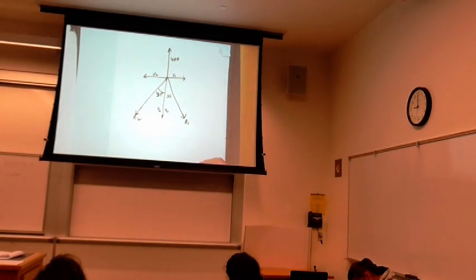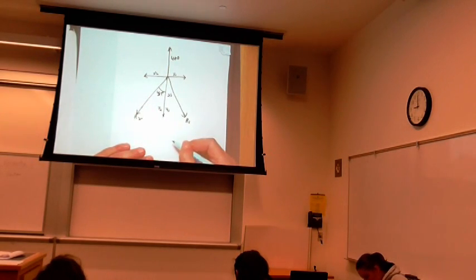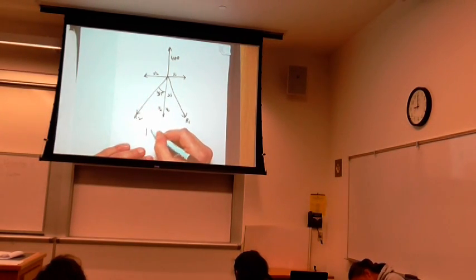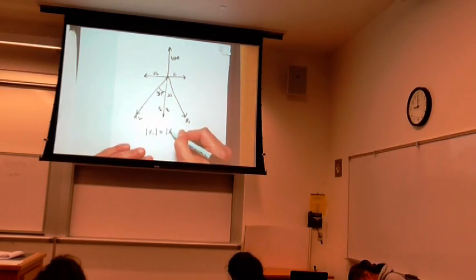Now, what do we know about these components? We know that the magnitude of x1 has to equal the magnitude of x2. Why do we know that?